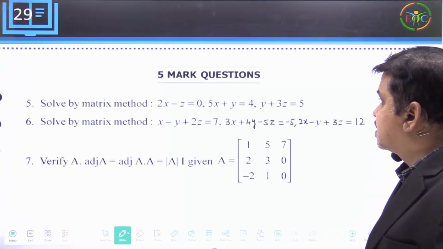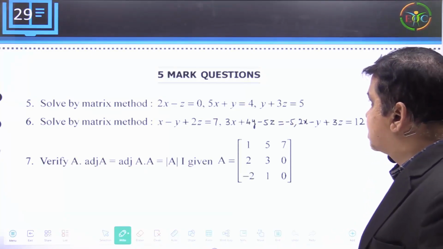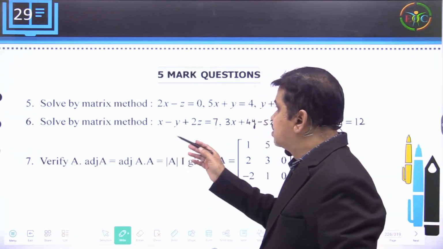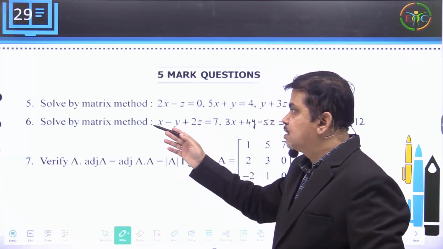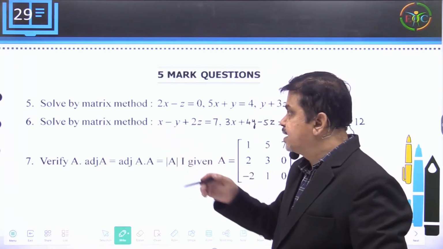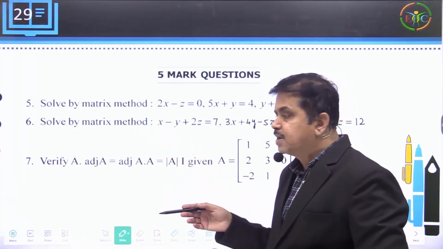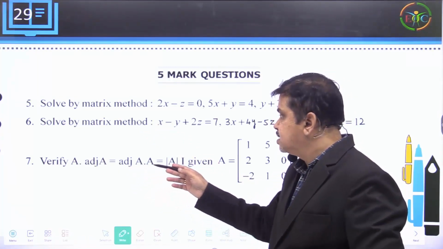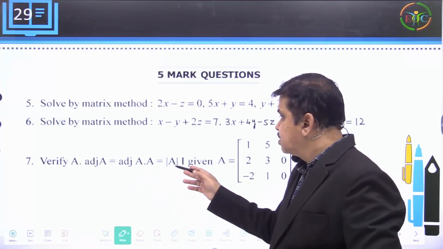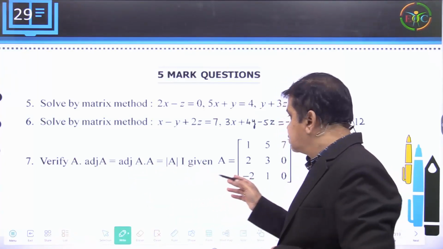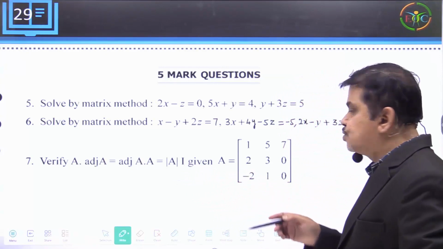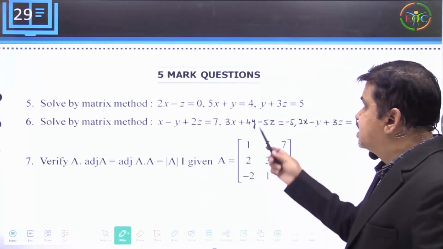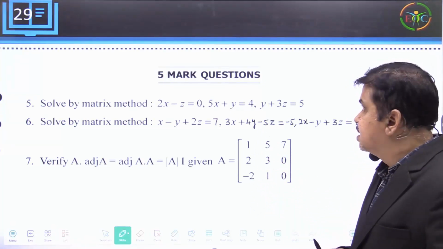Now let us take up question number 5 and 6. Question number 5 and 6 are also solved by the matrix method. Given the equations, we have to solve by the matrix method. In question number 7 we have to verify A into adjoint A equal to adjoint A into A, which is equal to determinant A into I, given the matrix A as shown here. All this comes under the 5 marks category.